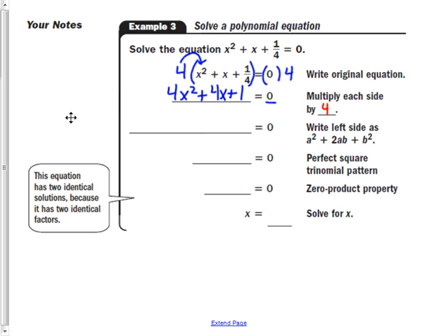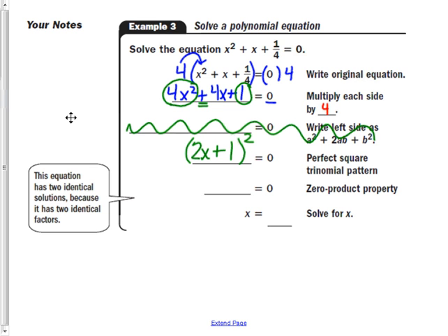If you look at the first term, 4 and x squared are both perfect squares, and of course 1 is a perfect square. I think we're going to just skip this next step and keep it simple. Because this is all addition, this is the result of squaring the square root of 4x squared, which would be 2x, plus the square root of 1, which will be 1.